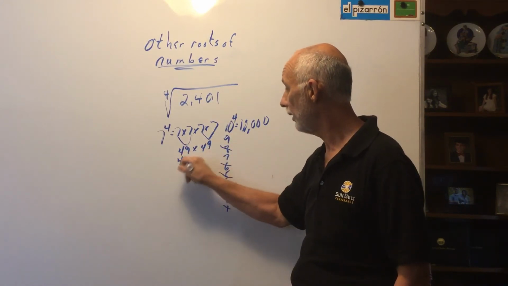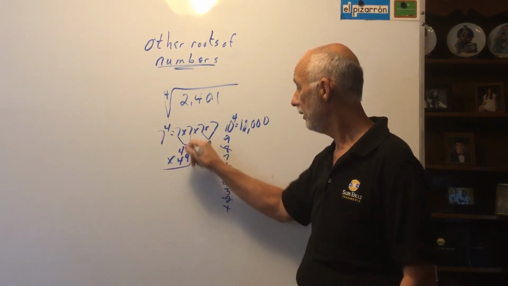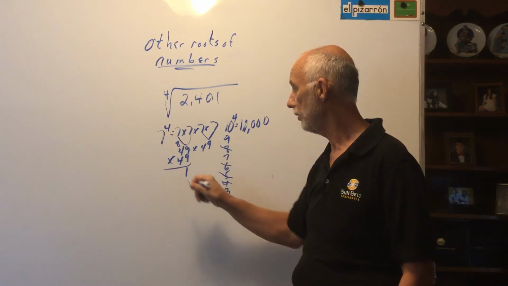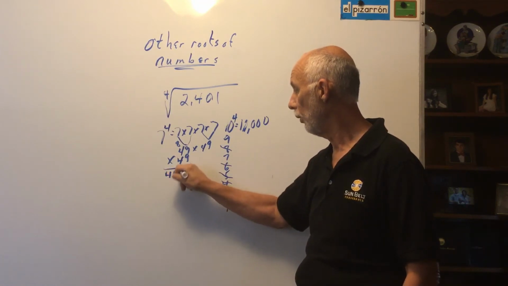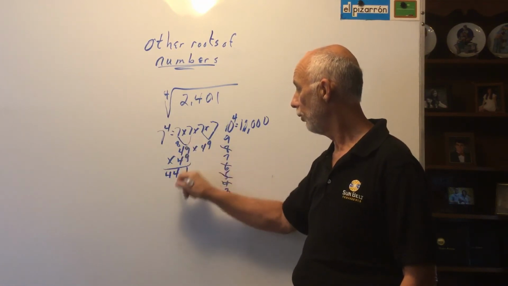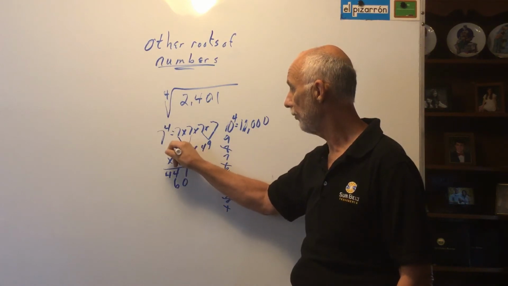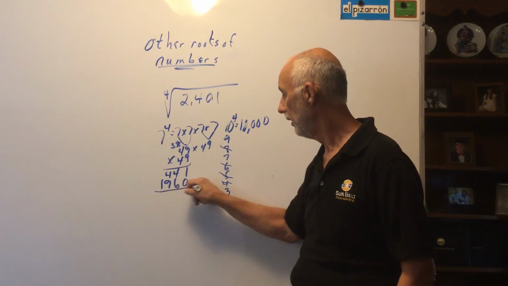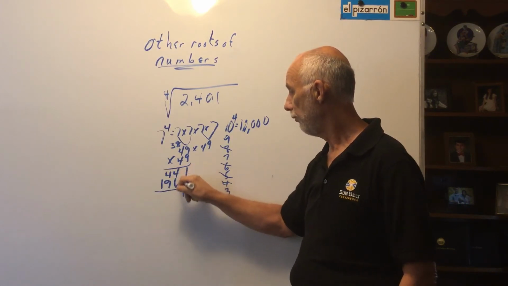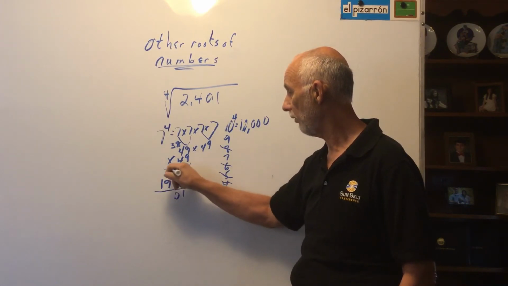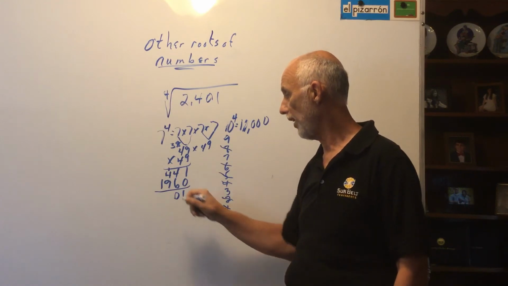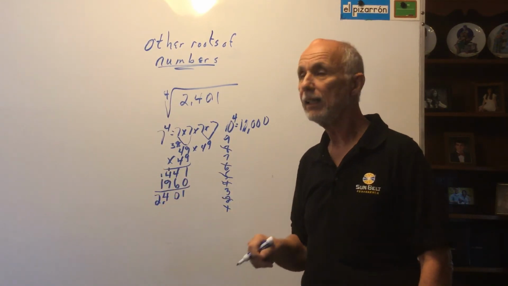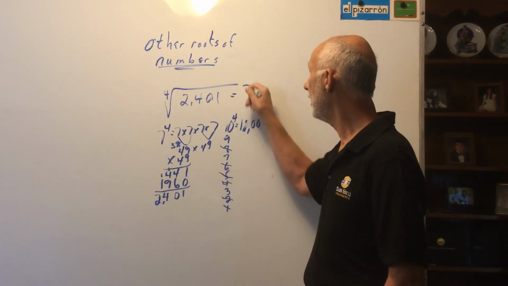And then if you do 49 times 49, 9 times 9 is 81, carry your 8. 9 times 4 is 36, and 8 is 44. Put a 0 here. 4 times 9 is 36, carry a 3. 4 times 4 is 16, and 3 is 19. 1 plus 0 is 1. 4 plus 6 is 10, carry your 1. 1 plus 4 is 5, plus 9 is 14, carry your 1. Ding, ding, ding. The right answer was 7.